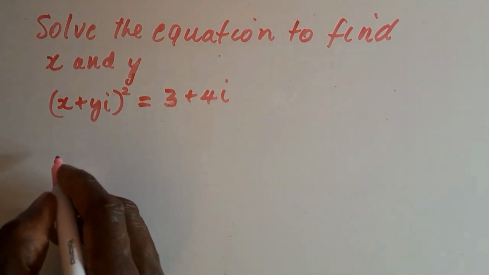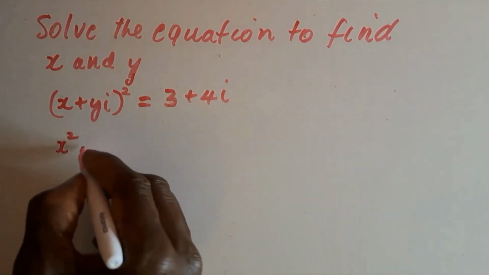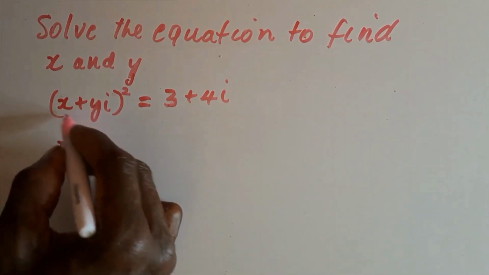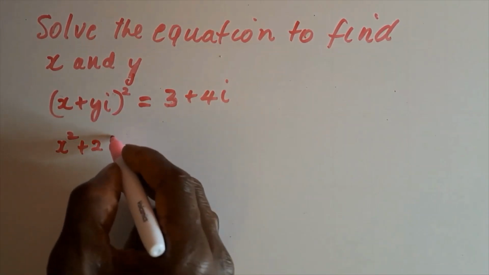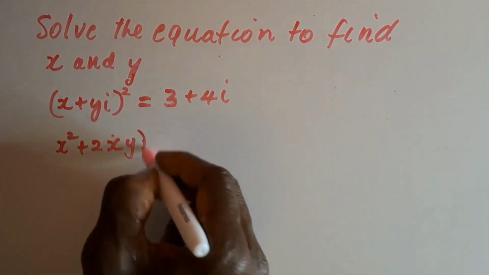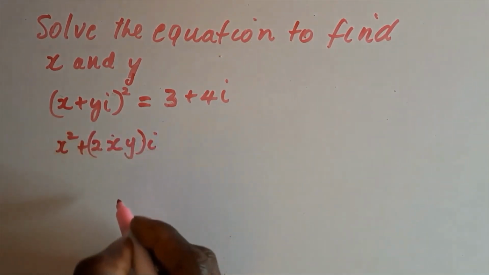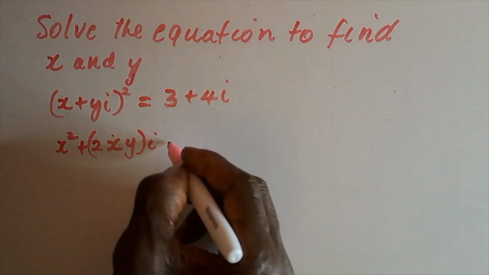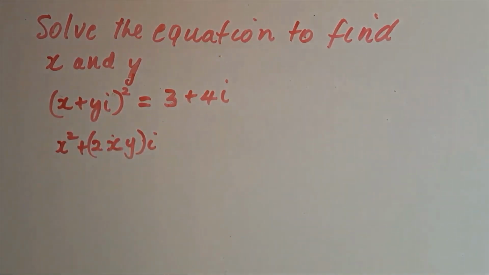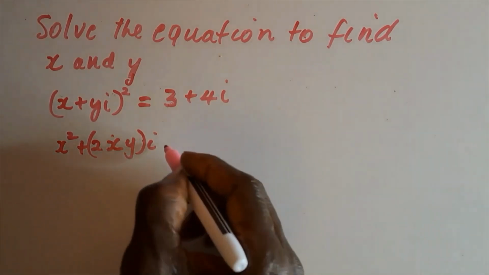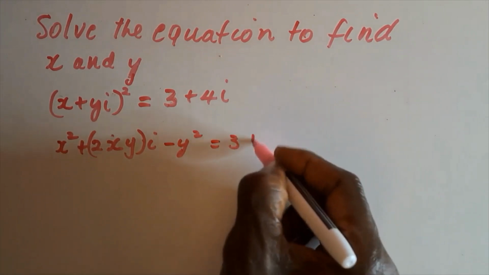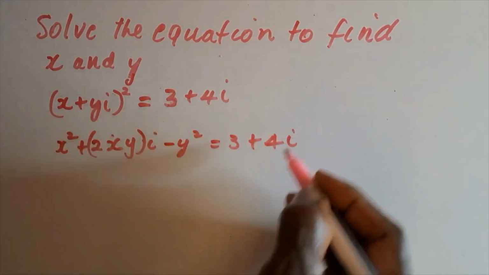And if we close the brackets here, we have x squared, add 2 of the quantity of this times this, so it's 2xy, we'll put i outside brackets, and then we have the square of y will give us y squared, and i squared will give us -1, so that will make it minus y squared, and this is equal to 3 add 4i.